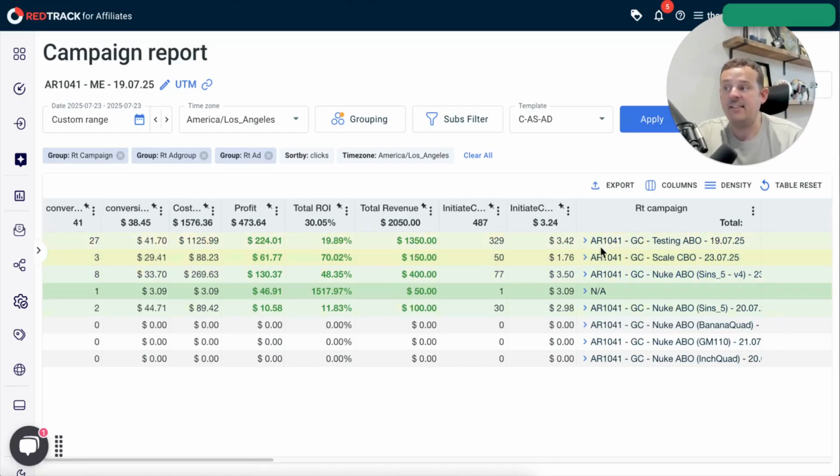And obviously the testing ABO, which took most of the spend, we had new tests in there, right? I wasn't expecting it to crush. I never expect the testing campaign to crush. Obviously, I'm going to keep things that are working in there running, but ultimately, that campaign is to test and see what's working, right?